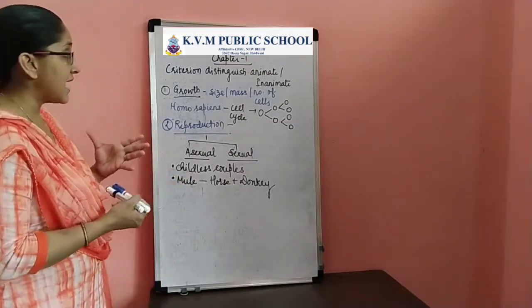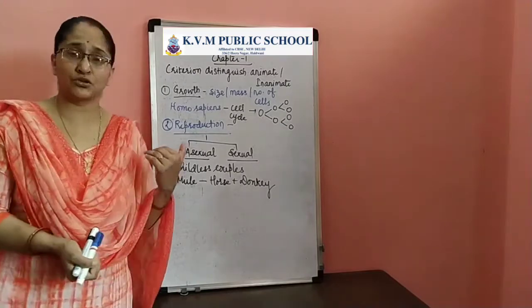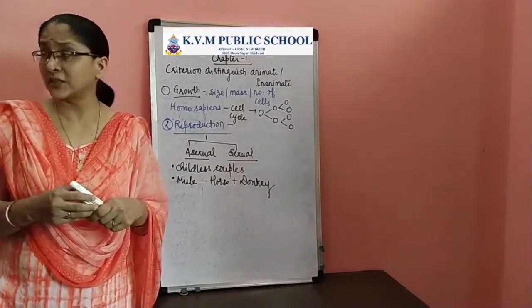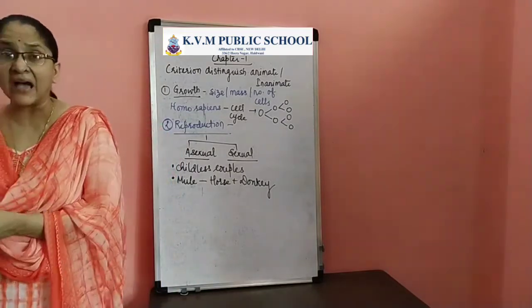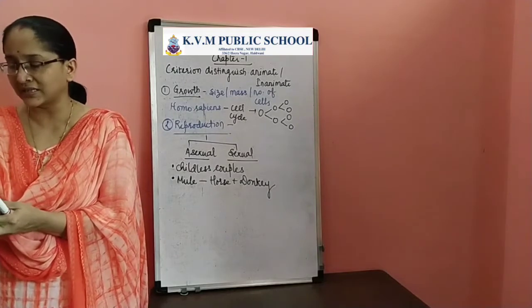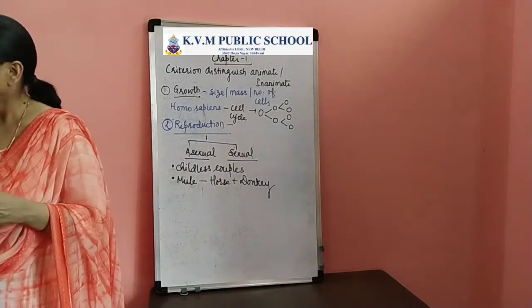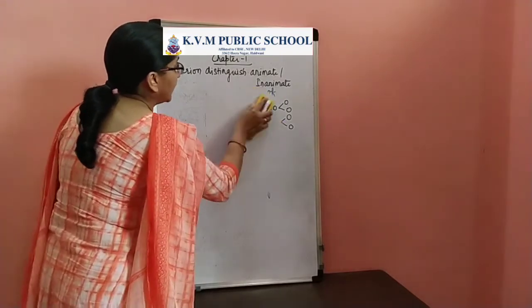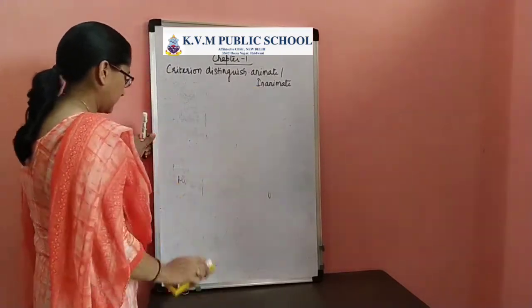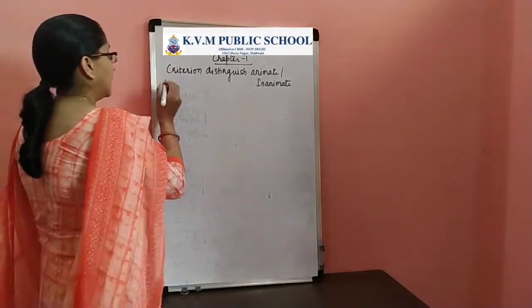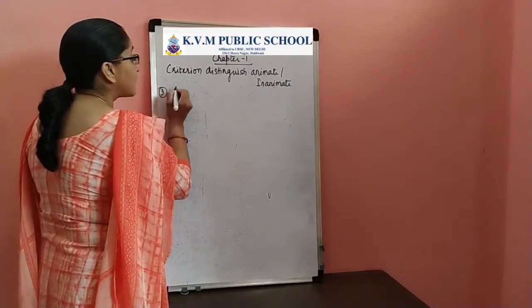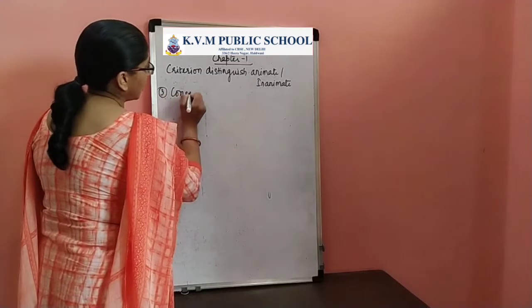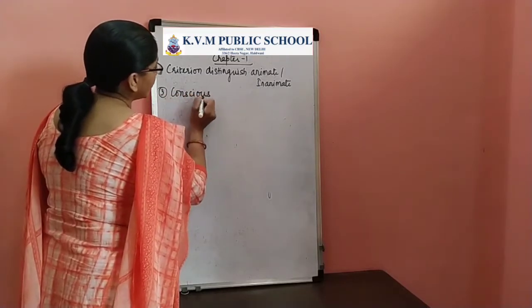Right? So now the next criterion that will help us to distinguish is the response to stimuli, and after that we'll also discuss the next criterion. So here, first we'll talk about the response to stimuli. Then we'll talk about the next criterion, that is self-consciousness, or you can also refer to it as consciousness.